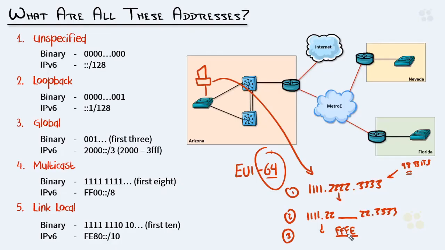But wait, there's more. It gets crazier, right? So they squeeze that in. So now you've got this MAC address that's, okay, 1111.22FFFE223333, right? Okay, good. So we've got that. And then step four, they're like, let's just flip a bit.